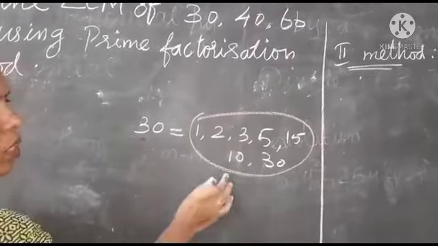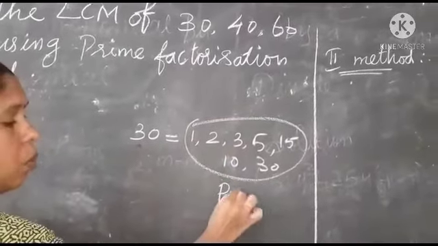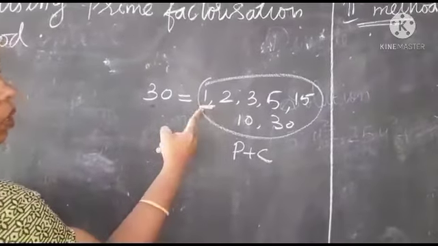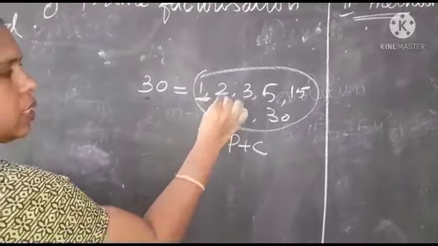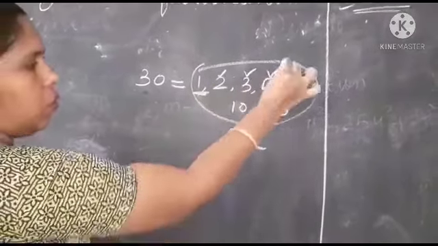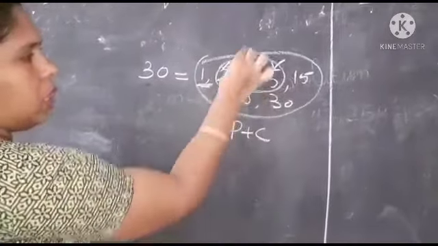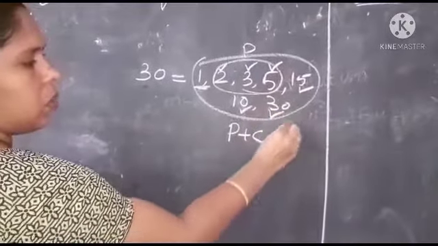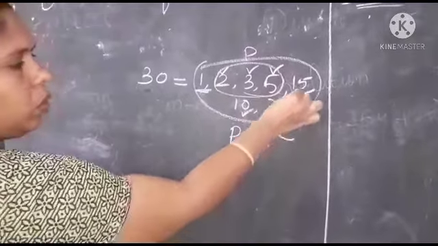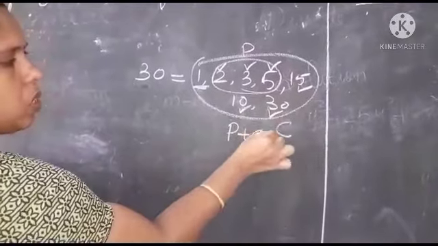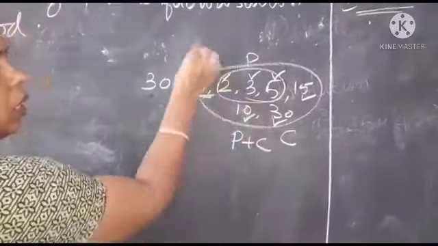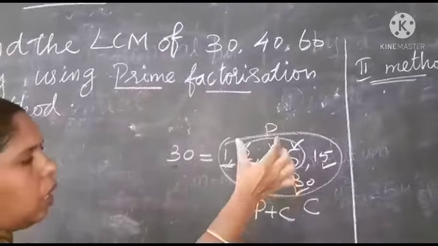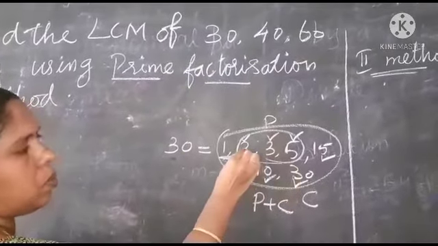Among these numbers, the prime and composite numbers are coming together. The first one is neither prime nor composite. And the next, 2, 3, 5, these three numbers are prime numbers. 15, 10, 30, these three numbers are composite numbers. We don't take the composite numbers. You must take the prime numbers only, because they are asking for the prime factorization. Among the prime numbers, we take the smallest prime number, 2.